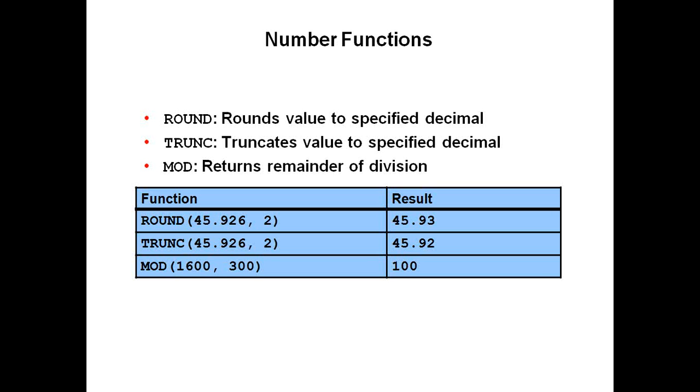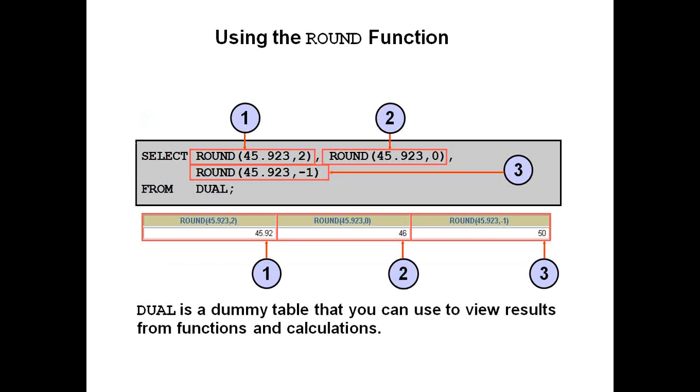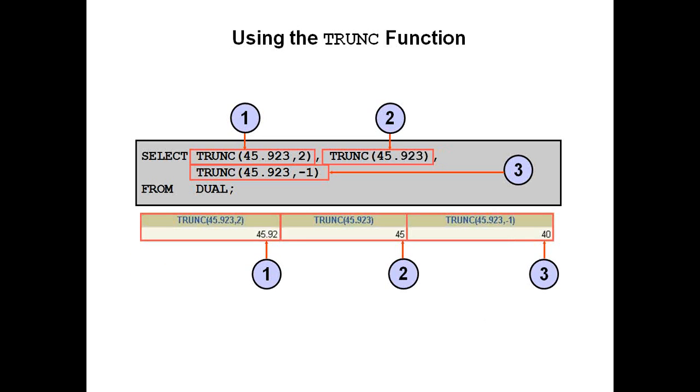And then modulus. Modulus is going to give you the remainder when dividing the first number by the second number. So for example, 1600 divided by 300: 300 times 5 is 1500, and 100 will be the remainder. So that remainder will be given to us as the output. So these are the 3 functions that we have in number. And this again is a slide which is going to show you that.